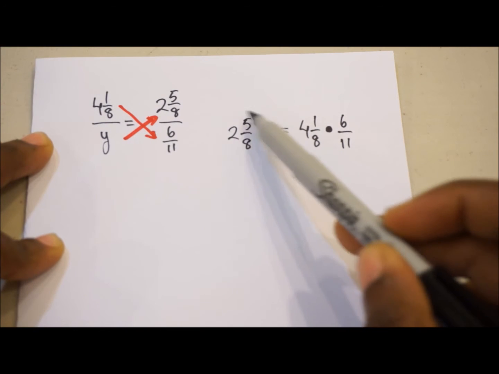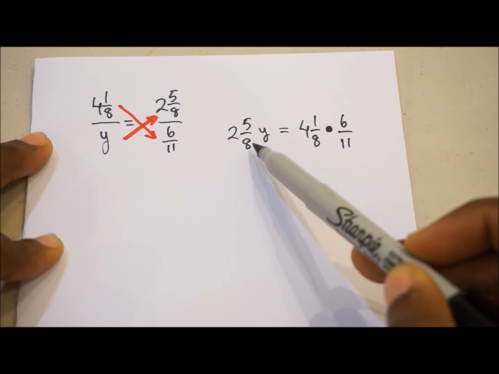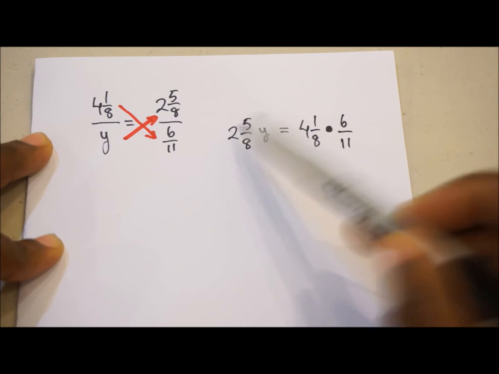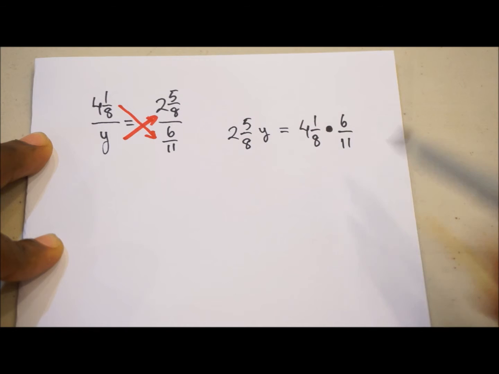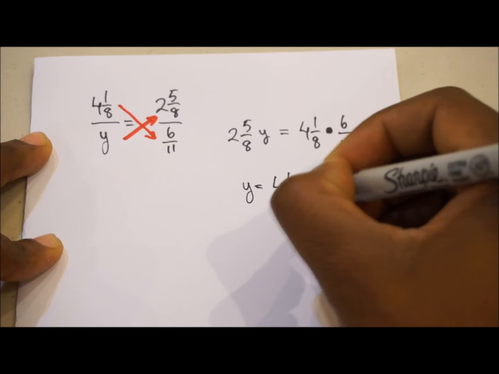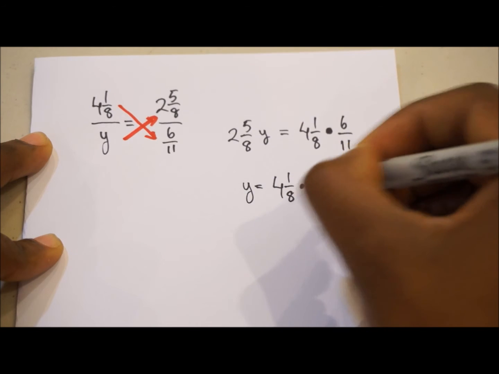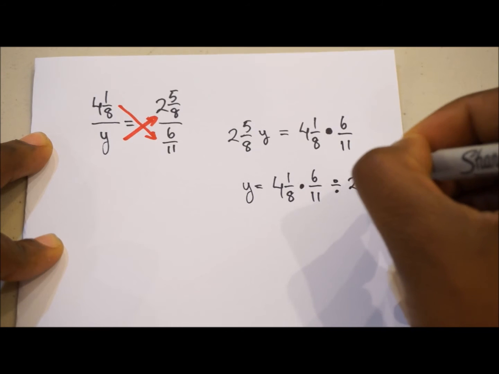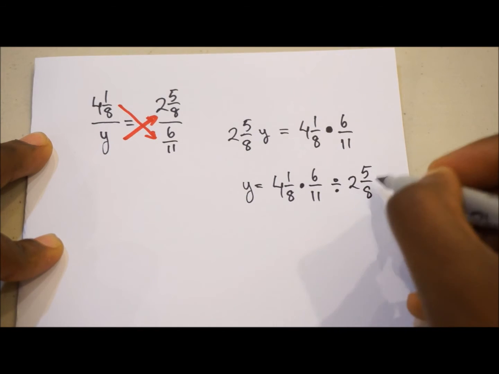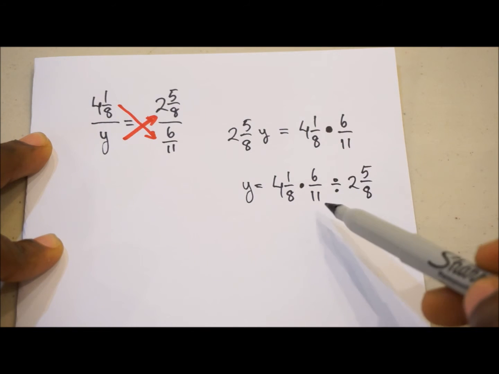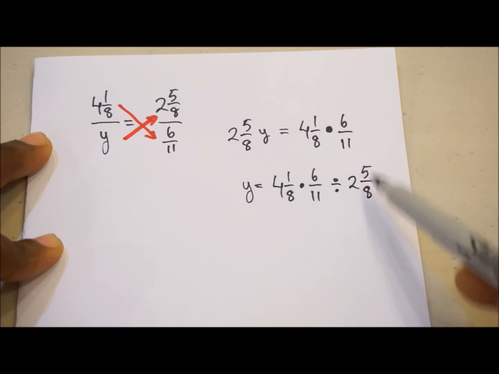Therefore, we need to divide the problem by 2 and 5 over 8. If we divide on one side of the equation, we must divide on the next side of the equation. Therefore, y would be equal to 4 and 1 over 8 times 6 over 11 divided by 2 and 5 over 8. Again, remember, we divide by 2 and 5 over 8 to get the y by itself. And whatever is done on one side of the equal sign, the exact same thing must be done on the other side of the equal sign.